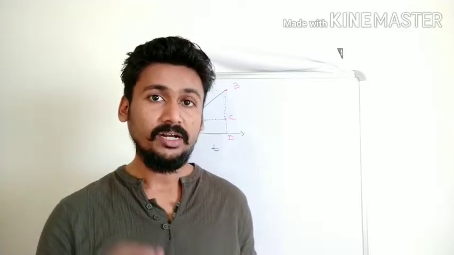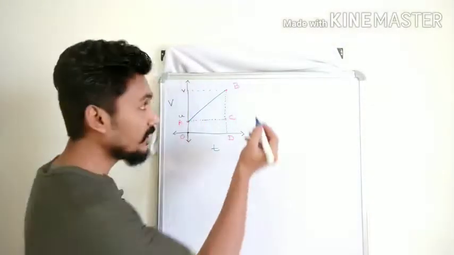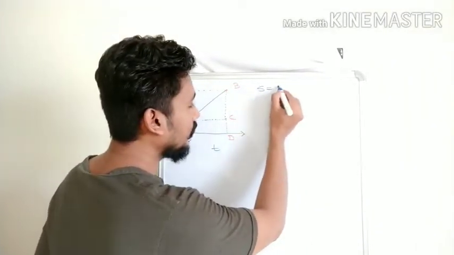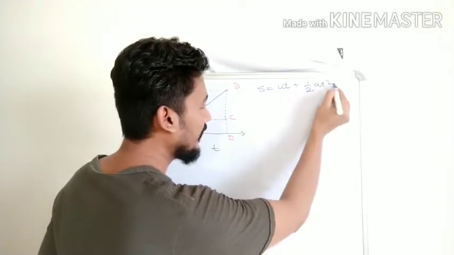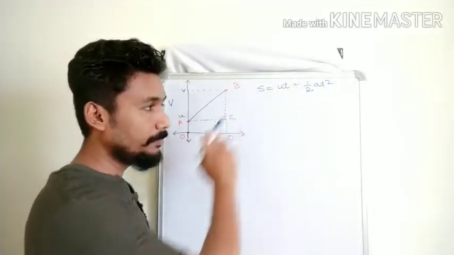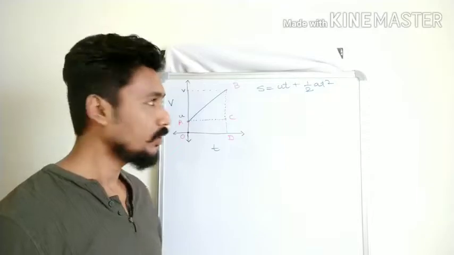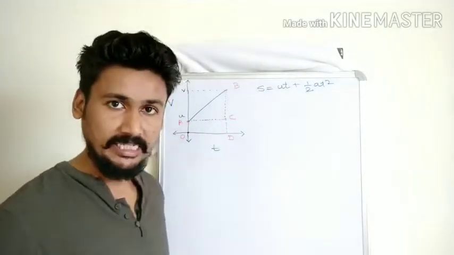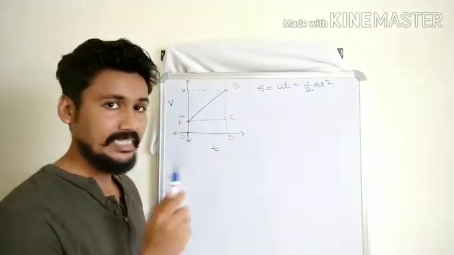This is our position time relation. So now we are going to derive the position time relation, which is S is equal to UT plus half AT square. Our second question is to derive the position time relation, and I'm sure you remember the meaning of all the symbols. S stands for the distance. So now we want to find out a formula for this distance.